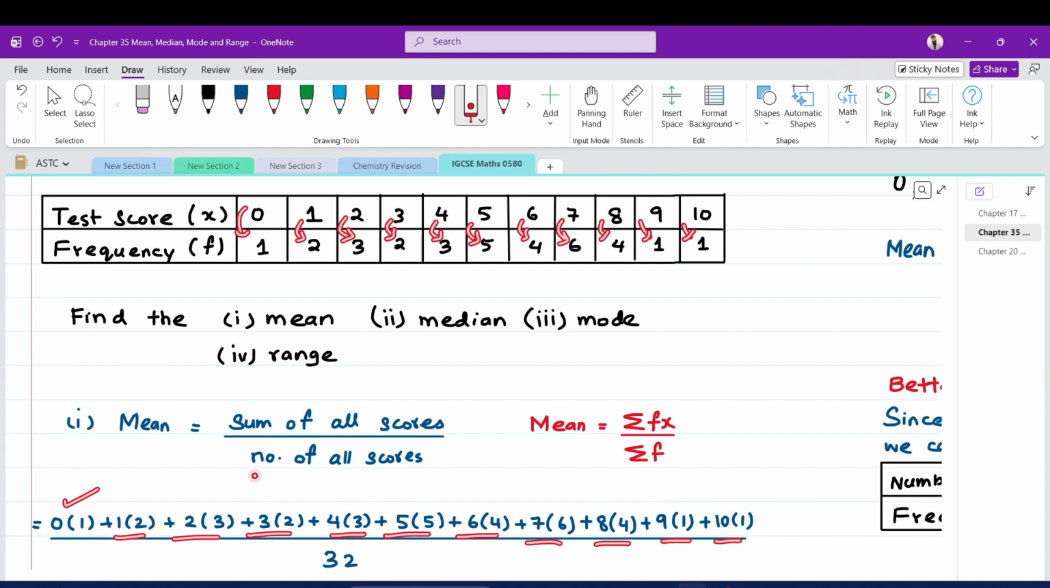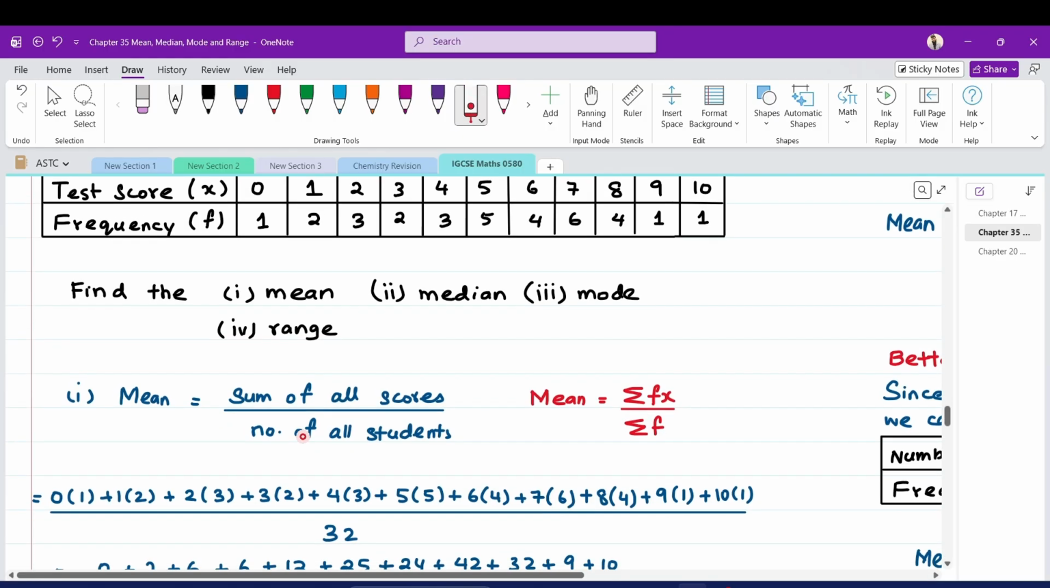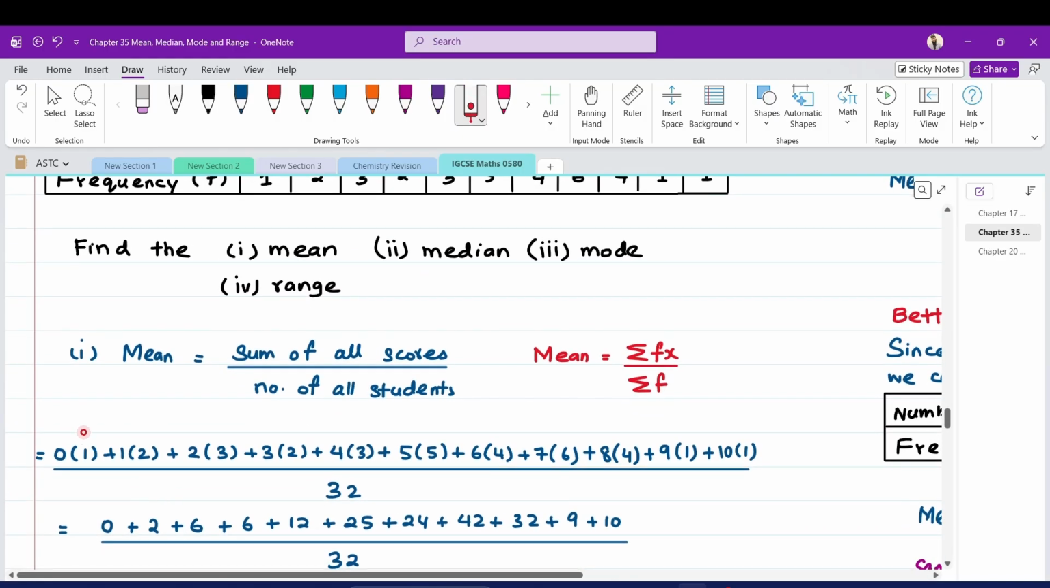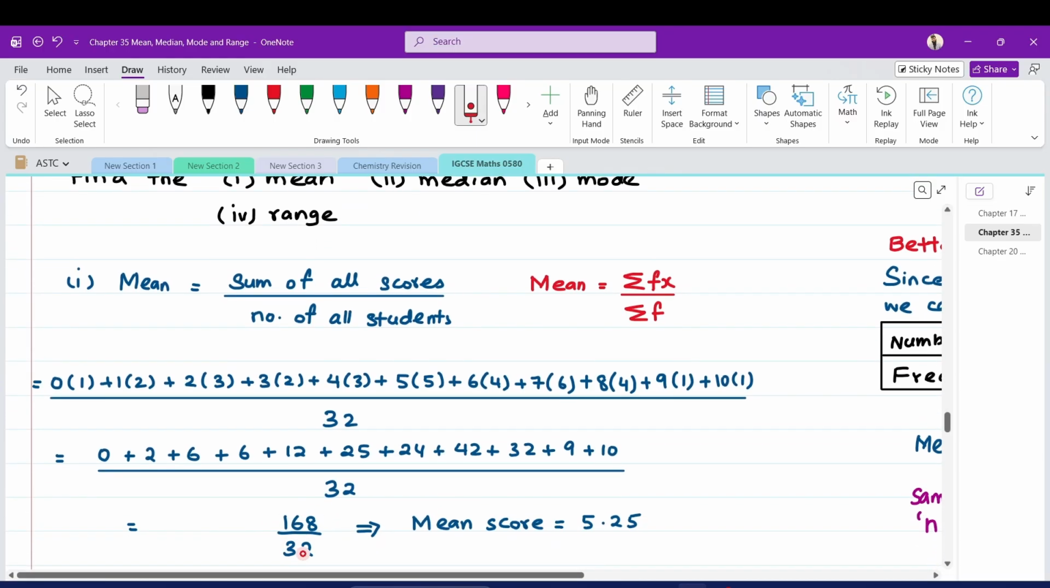After that, the number of all scores, sorry, the number of students. Let me correct this. The number of students, so that would be 32. Now we simplify it, and once we add all of them, we get 168 divided by 32. So the mean score is going to be 5.25. If the value that you have worked out is not an exact answer, then try to give your answer to 3SF.